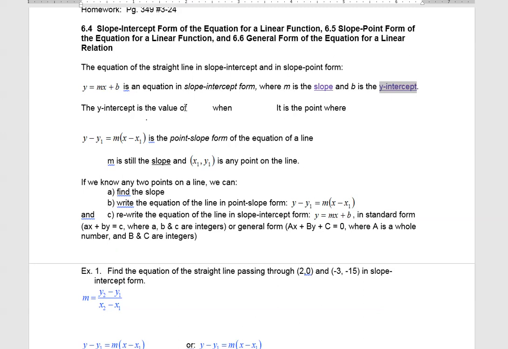What does the y-intercept mean? Well, that's the value where it crosses the y-axis, or you might say it's the value of y when x equals 0.